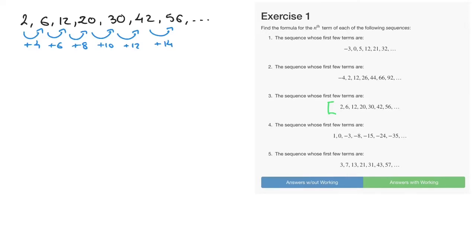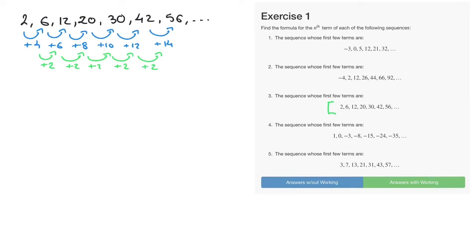Now, as we can see, the difference between terms isn't always the same. It keeps on changing. So we look into the second difference. From 4 to 6, we're adding 2. From 6 to 8, we're adding 2. From 8 to 10, we're adding 2. From 10 to 12, we're adding 2. And from 12 to 14, we're adding 2 again.